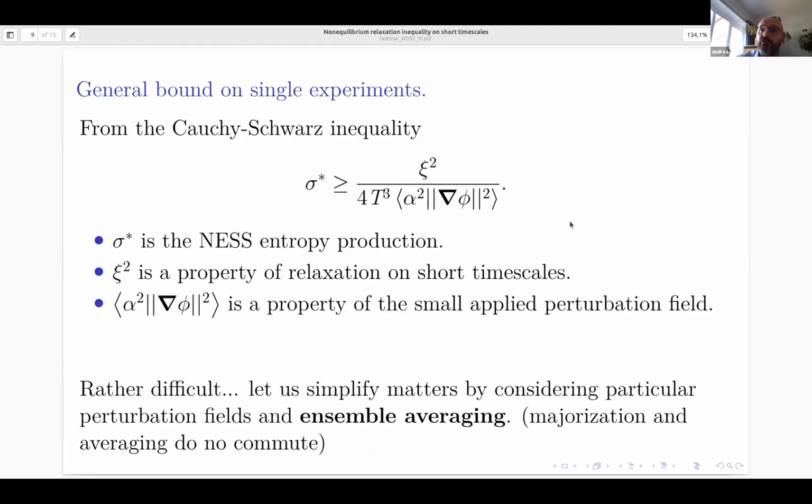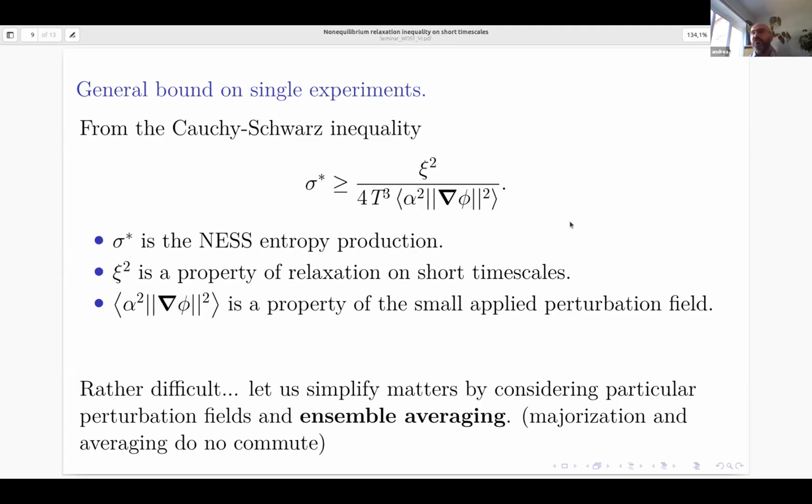And the answer is in the Cauchy-Schwarz inequality, which gives a typical lower bound on dissipation, given by a property of relaxation on short time scales in this case. And also on the denominator, we have this property of the perturbation field. And the thing is that it is probably rather difficult to estimate this functional of the perturbation experimentally. So I was thinking, let us simplify matters by considering particular perturbation fields and ensemble averaging.